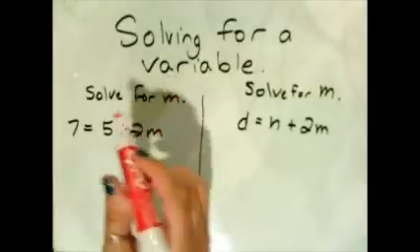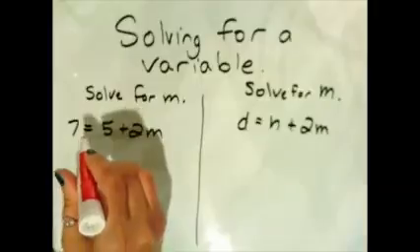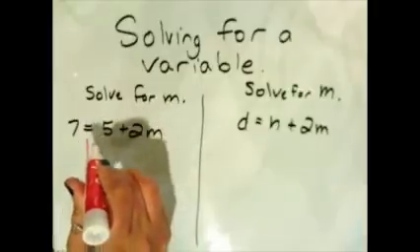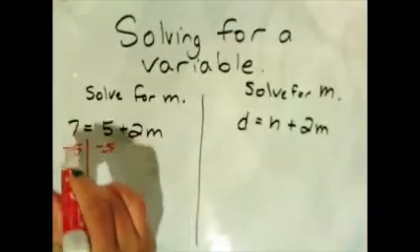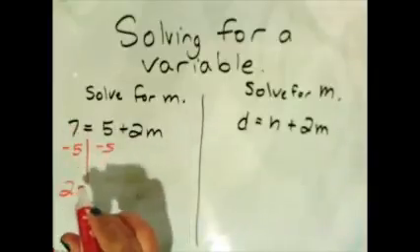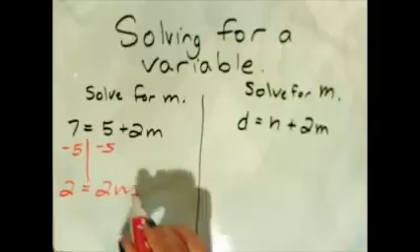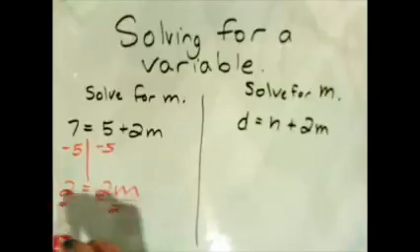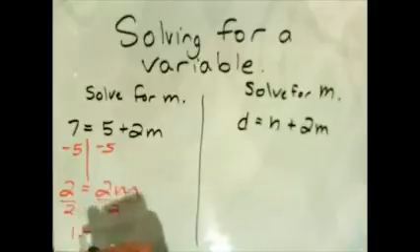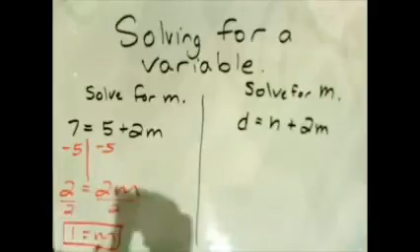So solve for m. I want to get m all by itself, so I probably want to get rid of this 5. I could do that by subtracting 5 from both sides. So 7 minus 5 gives me 2. So 2 equals 2m. And what could I do to get rid of the 2 that's multiplied in front of the m? I could divide by 2. So I end up with 1 equals m. So I successfully got m by itself.